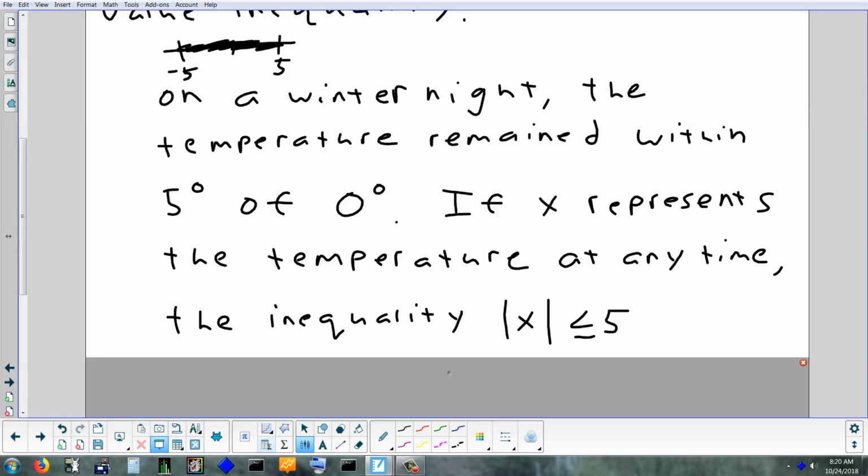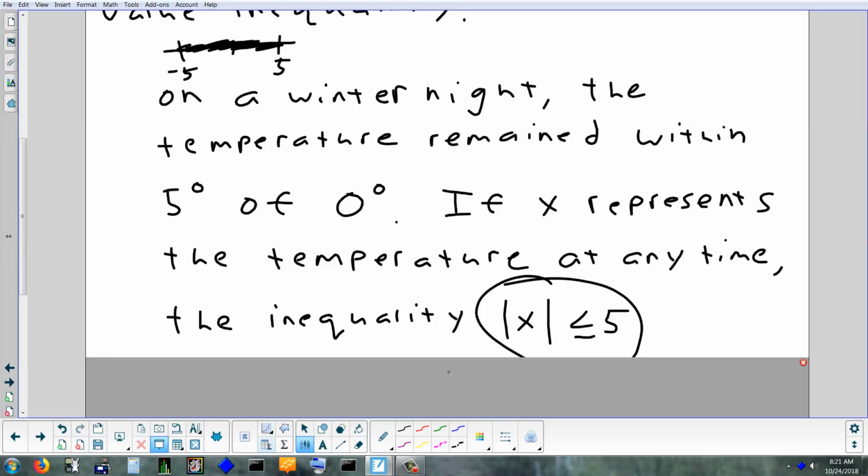Let's try a negative temperature. What's a negative temperature we could have had? -2. Temperature could have been -2. What's the absolute value of -2? +2. Is 2 less than or equal to 5? Yep. So what I'm trying to show you is this inequality works perfect to describe all the different temperatures we could have had. Right? But it wouldn't work without the absolute value. We got to have the absolute value in there. All right. Any question on that example?